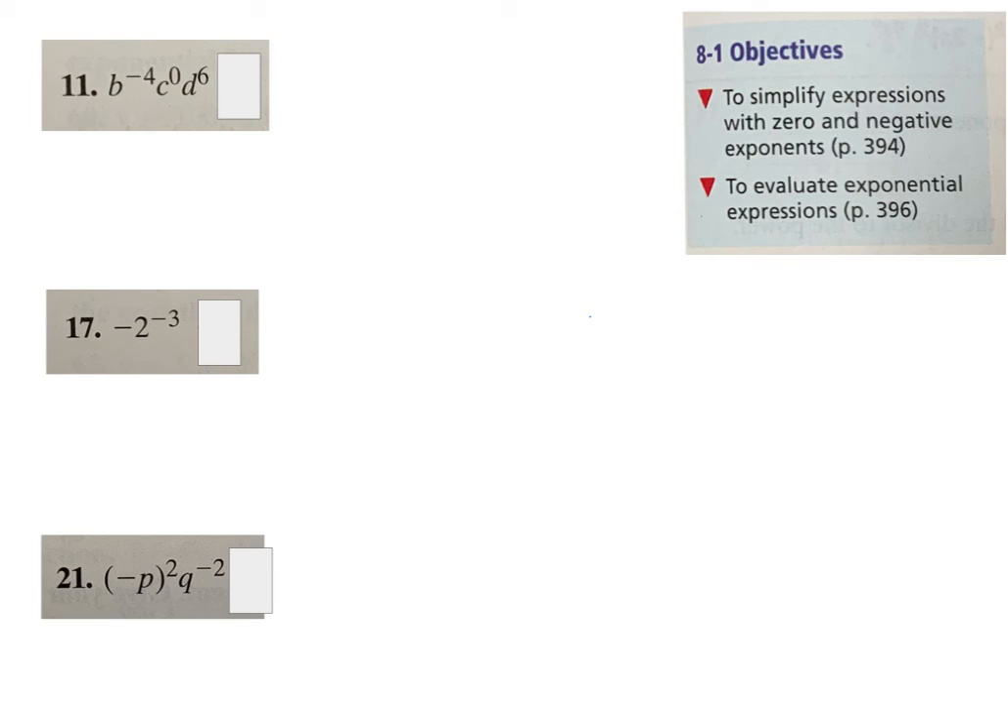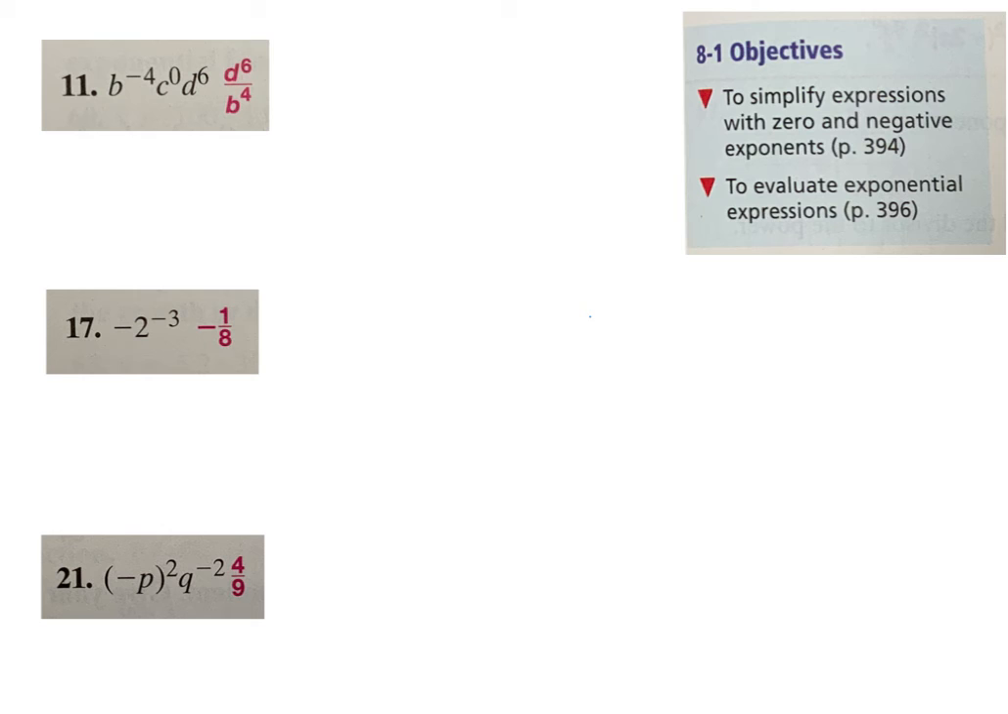So for the first one, b is a negative exponent, c is to the 0, and d is a positive 6 exponent. So you should have ended up with d to the 6 over b to the 4th. For 17, you have 2 to the negative 3, and then you have a negative 1 in front of it. So you should have had negative 1 over 8. And then 21, you have negative p squared times q to the negative 2.